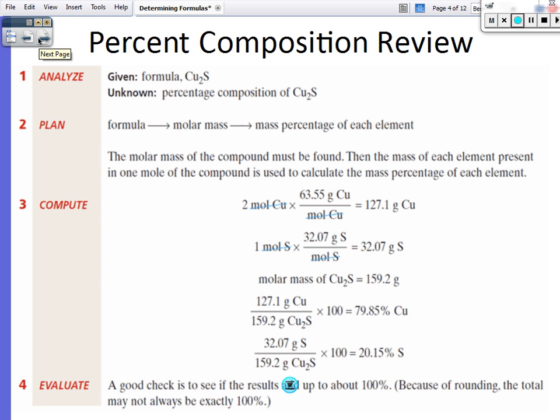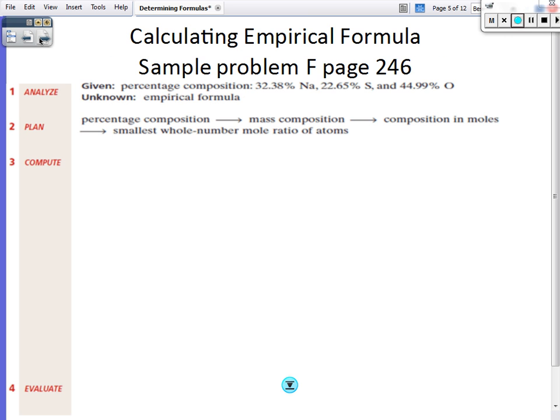To really get into empirical formulas and molecular formulas, you need to make sure you have an idea of percent composition, because we're building off of percent composition. Here's a review problem. Go back to that if you need to. Okay, so once you have percent composition down, you can then go ahead and use that to calculate empirical formulas.